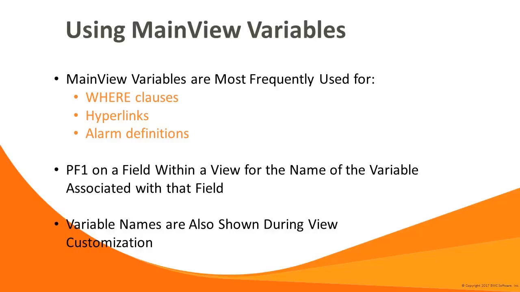Before we can use where clauses effectively, we need to become more familiar with MainView elements or variables. MainView variables are frequently used in where clauses, hyperlink definitions, and for MainView alarms. To identify the element variable name for a field, place your cursor on the field and press PF1. The name of the variable will be shown as the element name for the field. Variable names are also displayed during view customization.